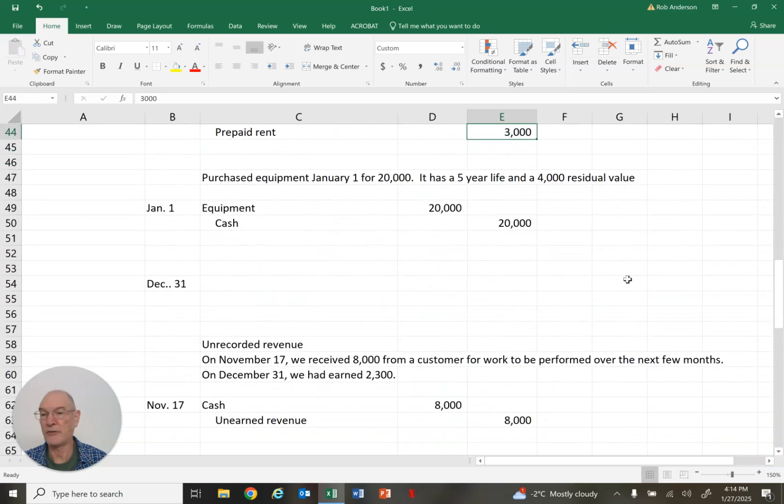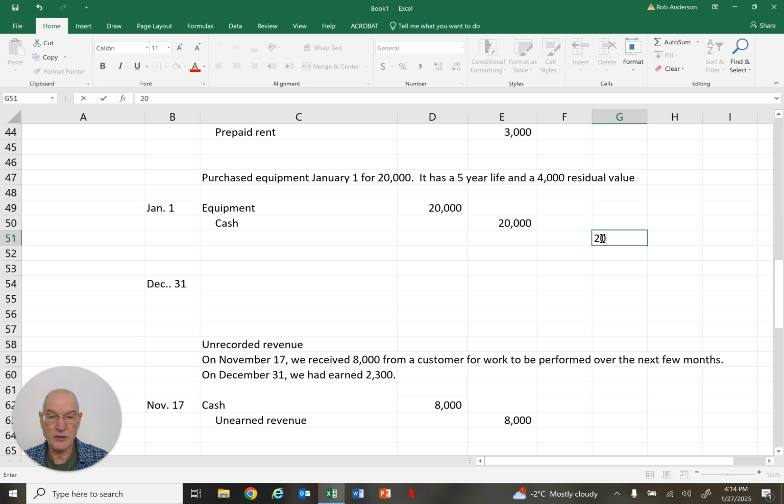Okay, our last example of an unrecorded expense, we're going to look at depreciation. So we purchased equipment January 1 for $20,000. It has a 5-year life and a $4,000 residual value. Now we're going to be using straight line depreciation. You're going to learn a couple of other methods of depreciation in a later module, and you're also going to learn partial year depreciation, how to calculate part of a year, in another module. So for now, we're just using a full year, and we're using the method everyone likes because it's so intuitive, which is straight line.